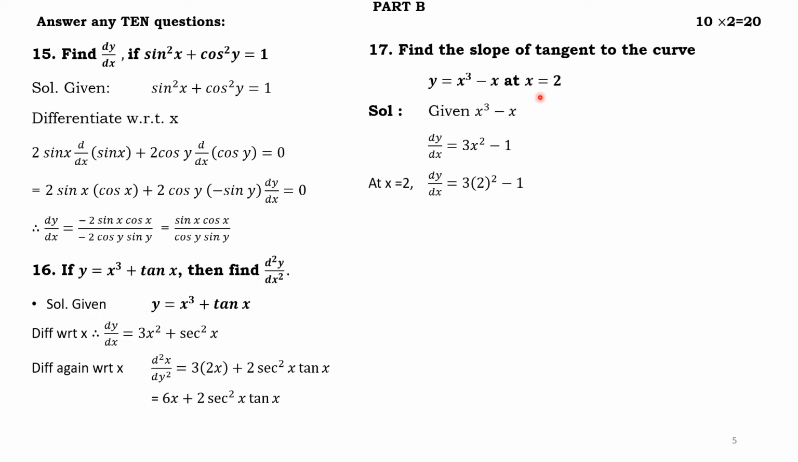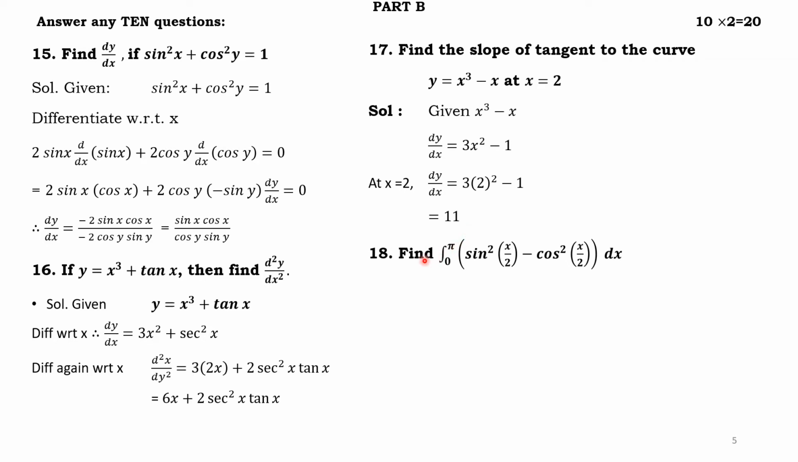Therefore, now the given point is at x is equal to 2, we are required to find the tangent. So, substitute x is equal to 2 in the differential equation. Therefore, at x is equal to 2, dy by dx, which is the slope of the tangent, equals 3 into 2 square minus 1. That is equal to 11. That is the answer. Next question.